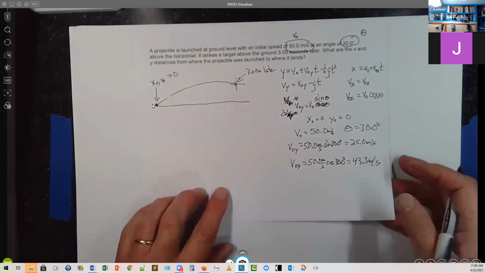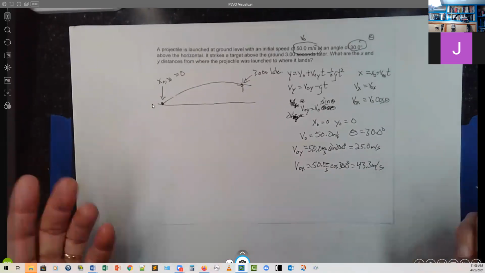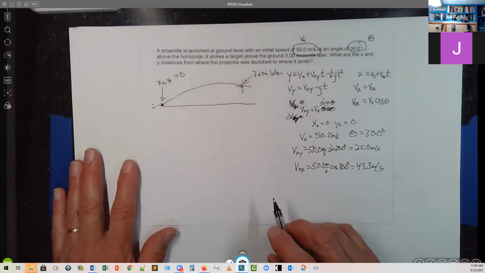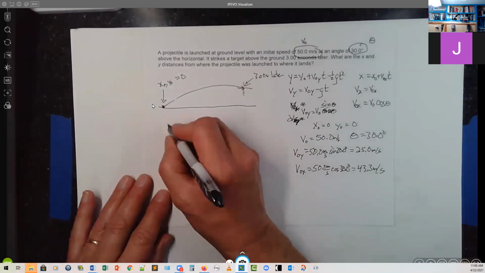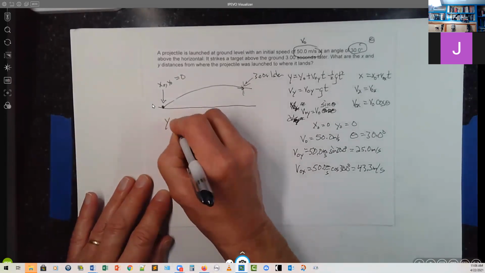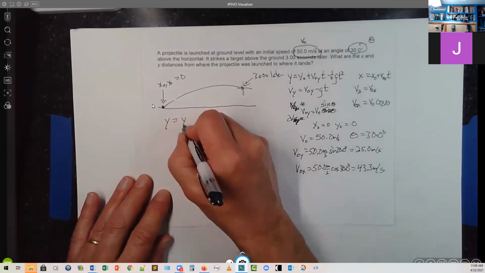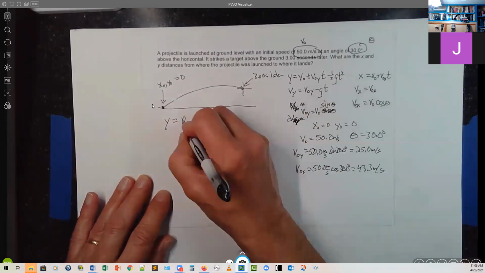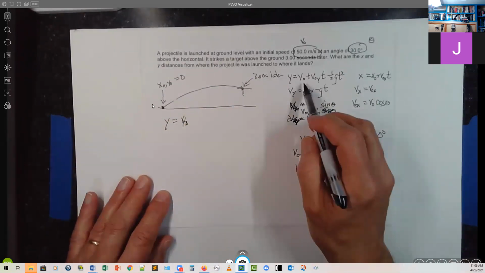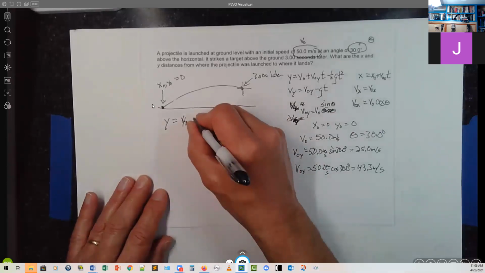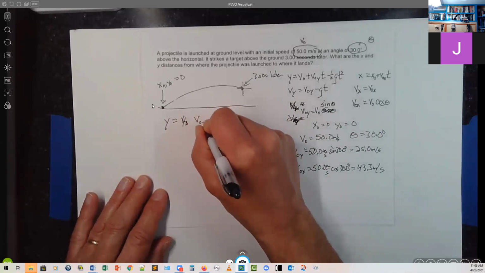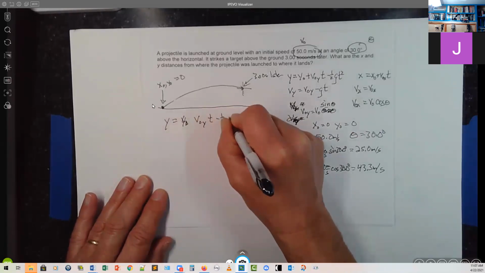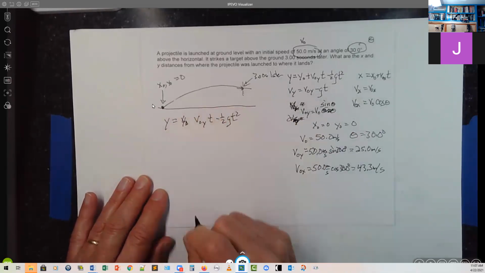Okay, so I know those two. Now, what are my equations going to look like with these things defined? For instance, the y equation. Y is usually y naught plus v naught y t minus 1/2 gt squared. Y naught is 0, so it simplifies to v naught y times t minus 1/2 gt squared.